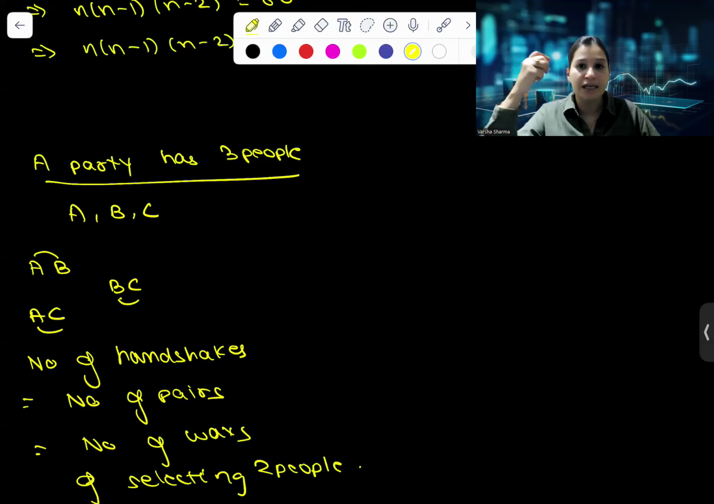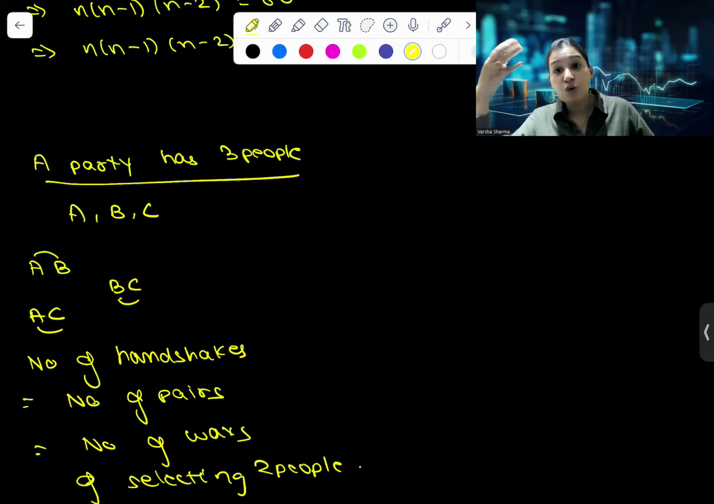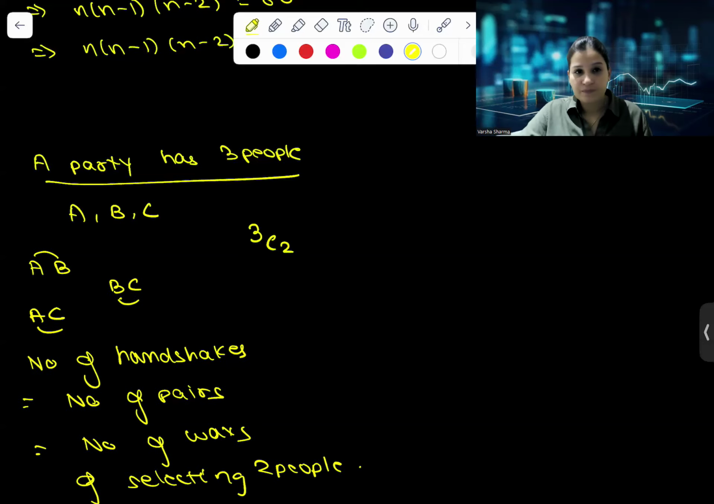We had three people, A, B, and C. Out of those three, how many did we want? We wanted two. So out of three, how many ways are there to choose two people? It will be 3C2. 3C2 is the same as 3C1, which is 3. And our answer is also 3.